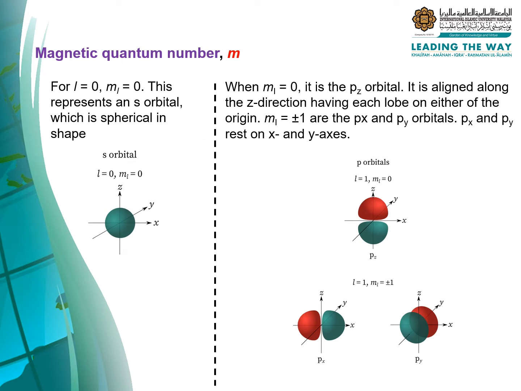Now have a look at the magnetic quantum number, or m symbol. For l = 0, ml = 0 represents the s orbital, which is spherical in shape. When ml = 0 for l = 1, it is the pz orbital, aligned along the z direction with each lobe on either side of the origin. For ml = plus or minus 1, these are the px and py orbitals. Px and py rest on the x and y axes. And have a look at this diagram.